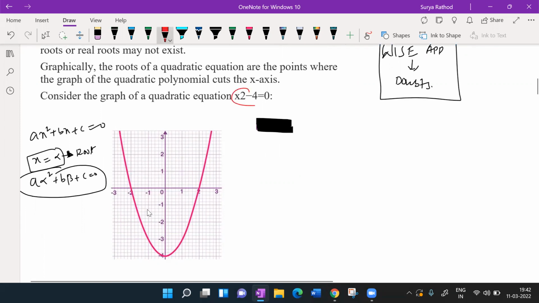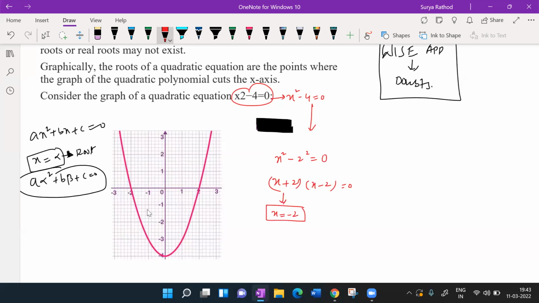Look at it, x square minus 4 is equal to 0, beta. So now look at it, how can I write this? x square minus 4 is equal to 0. Can I write x square minus 2 square is equal to 0? Which can be written as x plus 2 into x minus 2 is equal to 0. Here x is equal to either minus 2 or x is equal to 2.